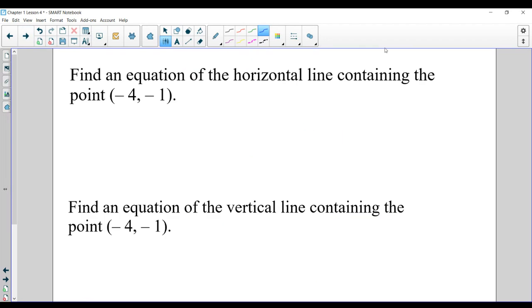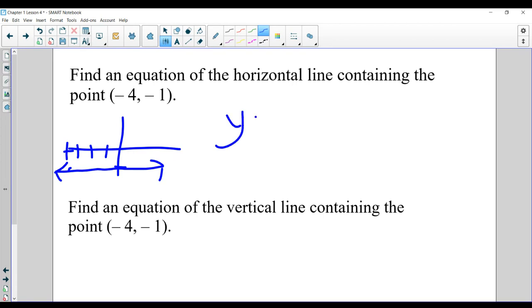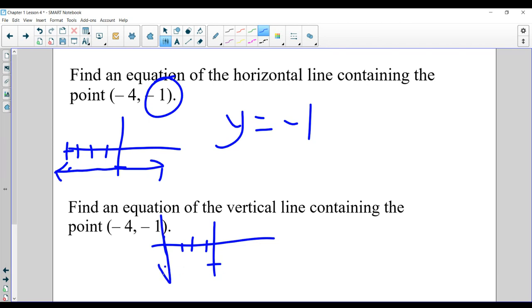All right. Equation of a horizontal line containing the point (-4, -1). So horizontal, going this way. Just like we did in the last one, horizontal lines will be y is equal to. You would think it would be x is equal to because it goes the same way as the x-axis, but all of the y-coordinates along that line are the same, and they match the y-coordinate right there. When we do a vertical line, vertical lines are x is equal to, and you use the x-coordinate of your point. So that would be x is equal to -4.